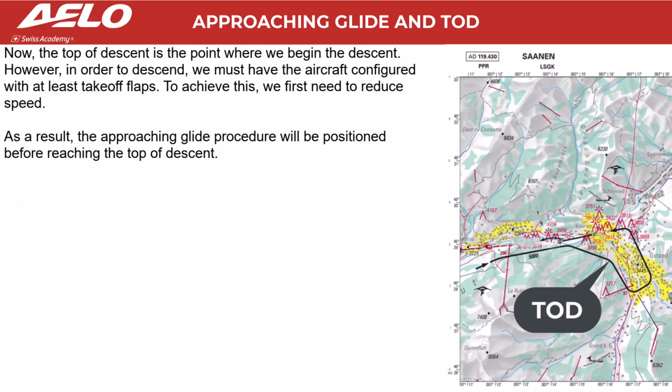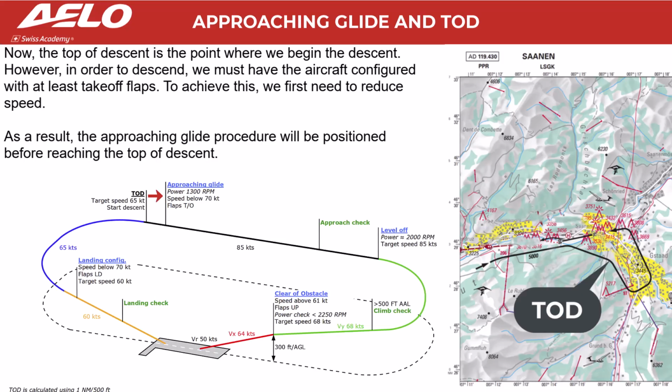Now, the top of descent is the point where we begin the descent. However, in order to descend, we must have the aircraft configured with at least takeoff flaps. To achieve this, we first need to reduce speed. As a result, the approaching glide procedure will be positioned before reaching the top of descent.